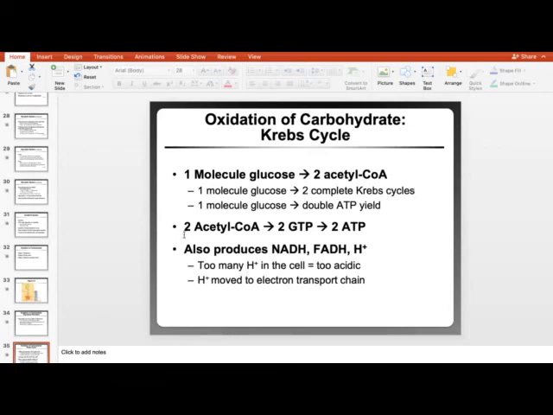All right, not only that, but these 2 acetyl-CoA can make these GTPs, and a GTP is a guanosine triphosphate that acts very similar to adenosine triphosphate. So not only do I get the energy from these 2 ATP molecules that are created from these 2 acetyl-CoAs, but I also get the energy from this guanosine triphosphate.